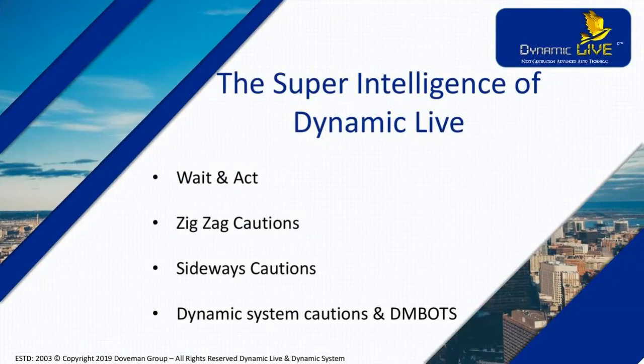These are some of the main intelligence. One is this wait and act intelligence. Whenever the price is increasing and if dynamic live feels that there's a good opportunity to buy, it will tell you buy long, act now. It means buy signal has come, please take a long position. Act now means buy it immediately. But many times when the price is moving up, and if it feels that there is a trap, it is not going to move up, then it will tell you buy signal, wait and buy.